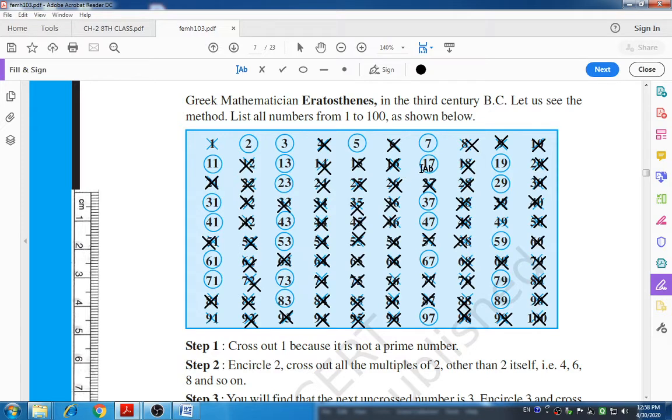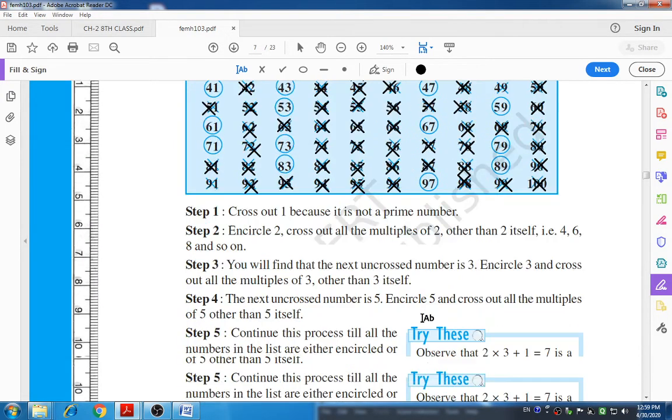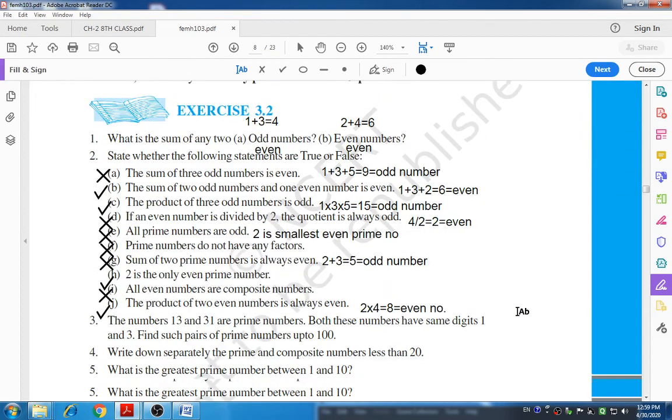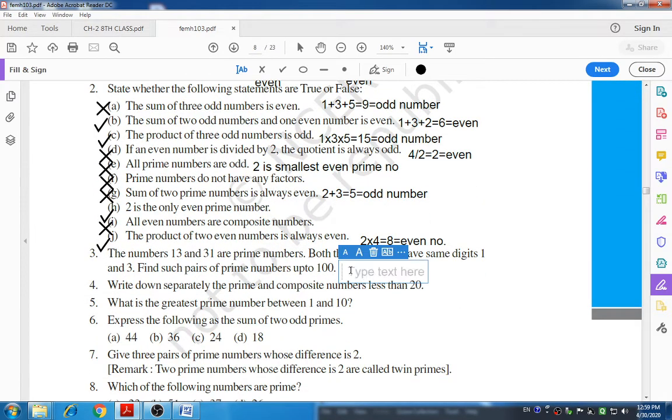This 13 and 31 is there, whose numbers are different but digits are the same. In the same way we can choose 17 and 71. Again this 37 and 73. Again this 79 and 97. So what will be my answer of this question? Which such pairs will be there?